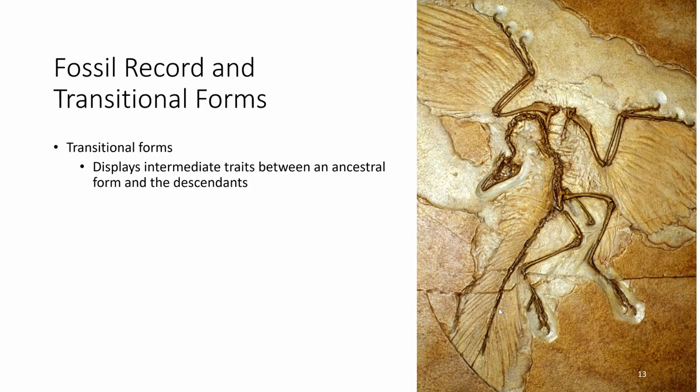The fossil record shows us transitional forms. Transitional fossils display intermediate traits between an ancestral form and its descendants. Often this group will have key characteristics of two major groups. This Archaeopteryx is a great example. This animal is classified as the first bird. It has characteristics of modern-day birds, such as wings and feathers, but it also still has characteristics of a dinosaur, such as the clawed toes on the front arms and the teeth in its beak.